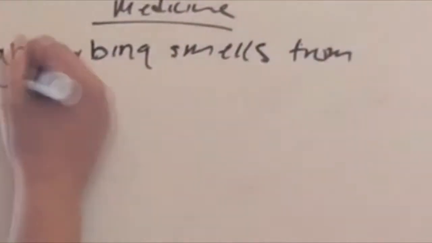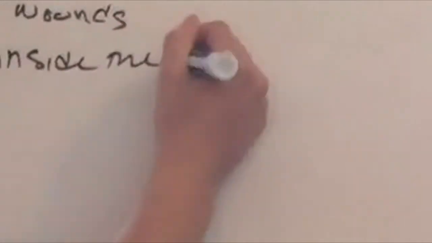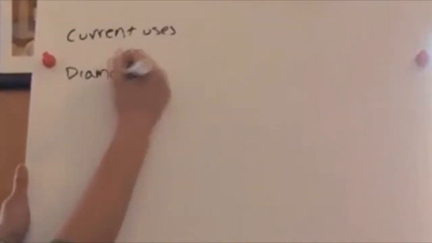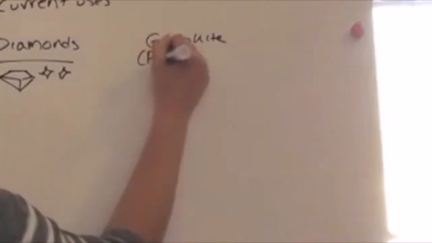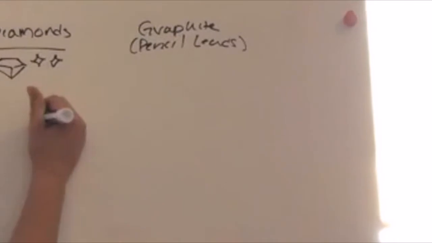Carbon has long been used as charcoal and coal, but had some medical uses such as absorbing smells from wounds and inside the intestinal tract. Carbon is currently being used for diamonds and graphite and pencils, as well as carbon fibers, which are used for tennis strings, fishing line, and more.